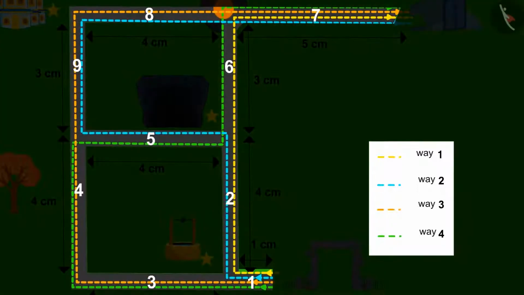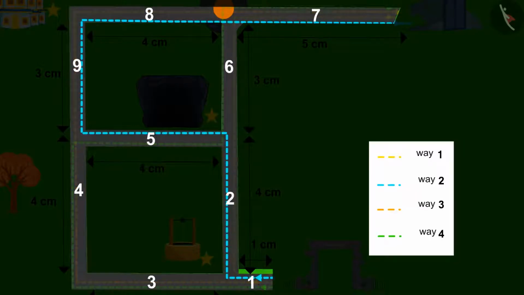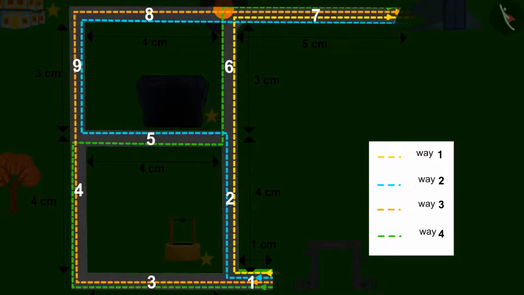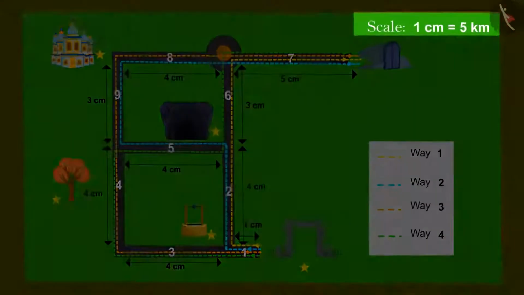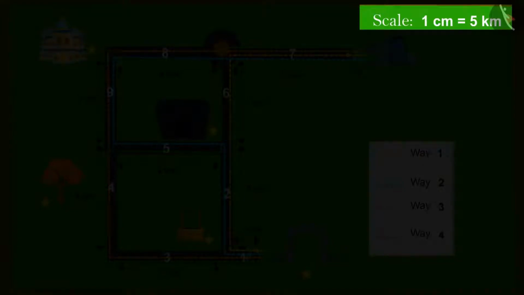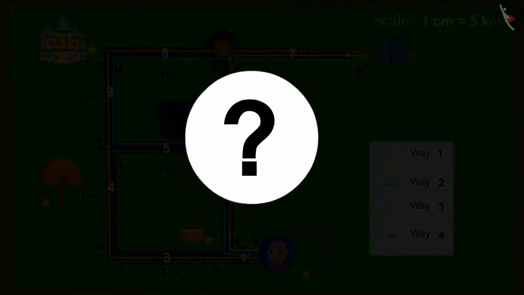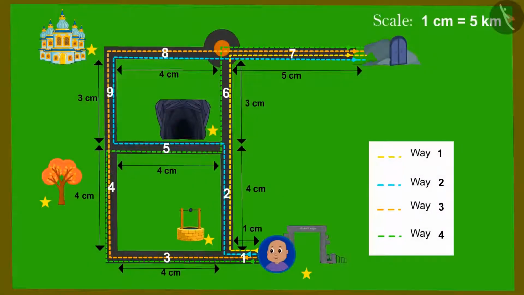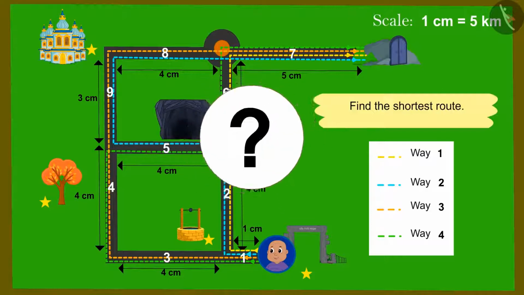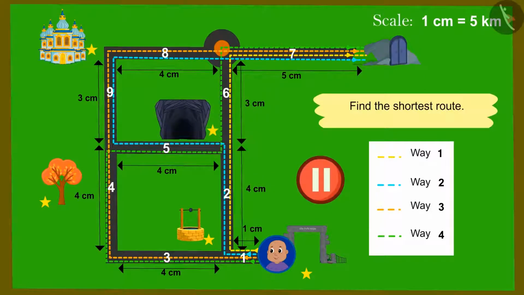Absolutely right. Bablu can use any of these routes to get out of the Ulta Pulta village. Here, the length of paths of Ulta Pulta village is written in centimeters. If Bablu is standing near the gate going in, can you find the shortest way to get out of it using the scale written on the map? How long is this road? You can find the answer to this question by pausing the video.